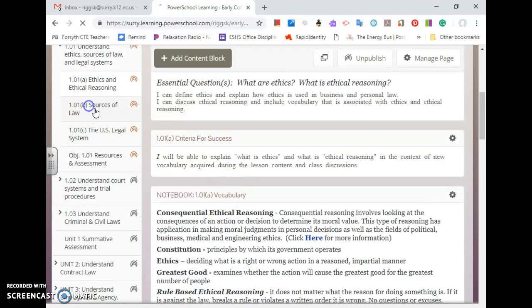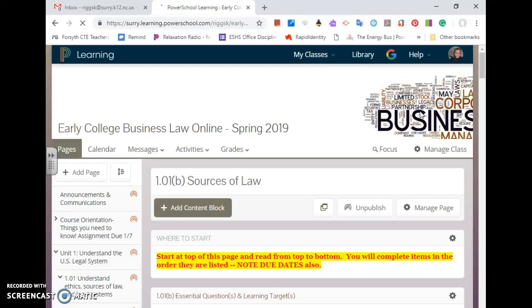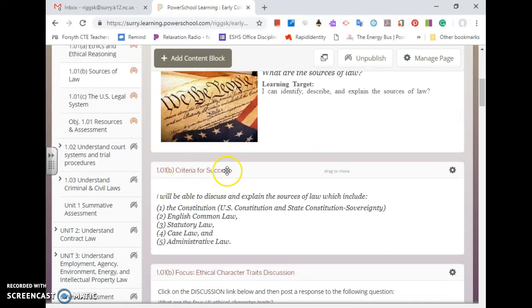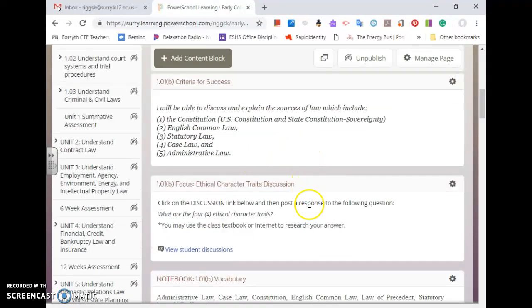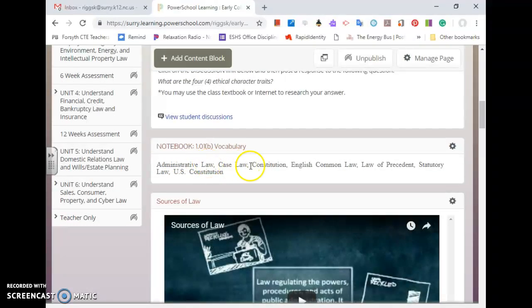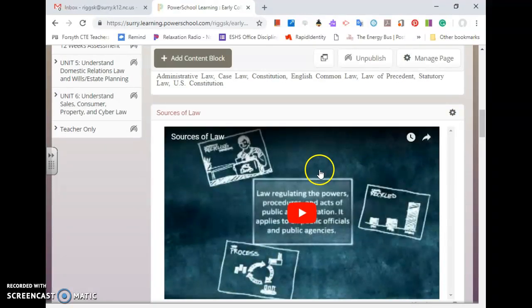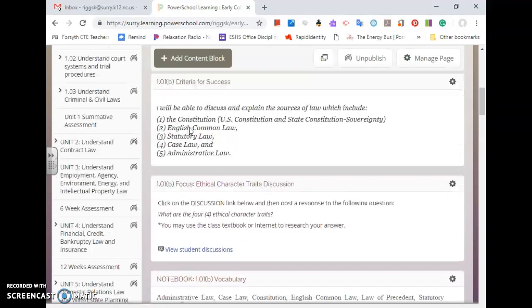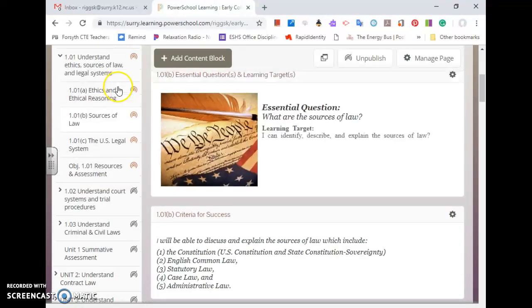Then if you look at B, sources of law, again you have your notebook information, your essential questions and learning targets. Then we have a discussion. Ethical character traits discussion. What are the 4 ethical character traits? You can use the class textbook, which you just saw in 101A, and you will post your discussion there. Here is the vocabulary for 101B, and you can put those in your notebook with the definitions. And remember, the definitions are back under the Unit 1 page here, right there.